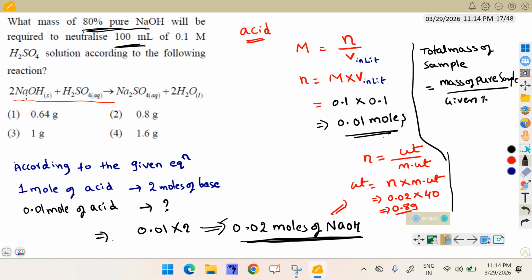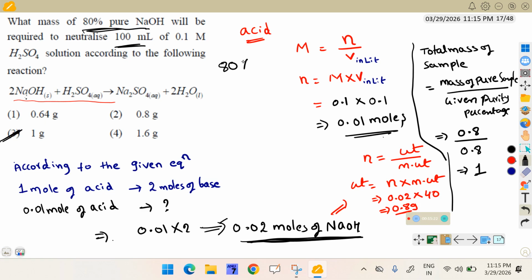Given purity percentage equals 0.8, divided by 80% means nothing but 0.8 only. That is equal to 1. Correct answer is third option.